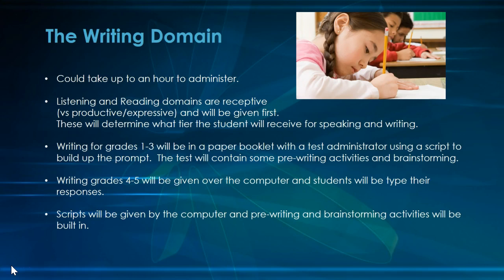Writing for grades 1 to 3 will be in a paper booklet with a test administrator who uses a script to build up the prompt. The test contains some pre-writing activities and some brainstorming. In grades 4 to 5, students will be given the test over the computer, and students will type in their response. They will still be given the pre-writing and the brainstorming activities, but those are built into the computer system.